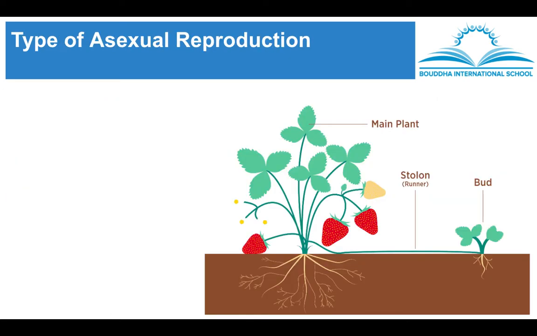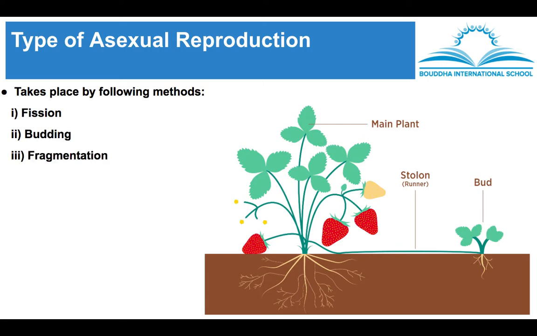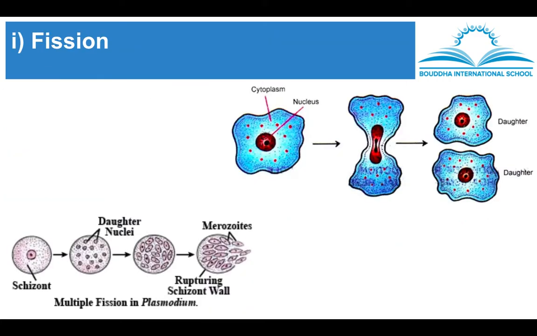Now let's discuss different types of asexual reproduction. The first is fission, second is budding, third is fragmentation, fourth is regeneration, fifth is sporulation, and finally vegetative propagation. One by one we'll be discussing each and every type of asexual reproduction. So let's begin with fission.